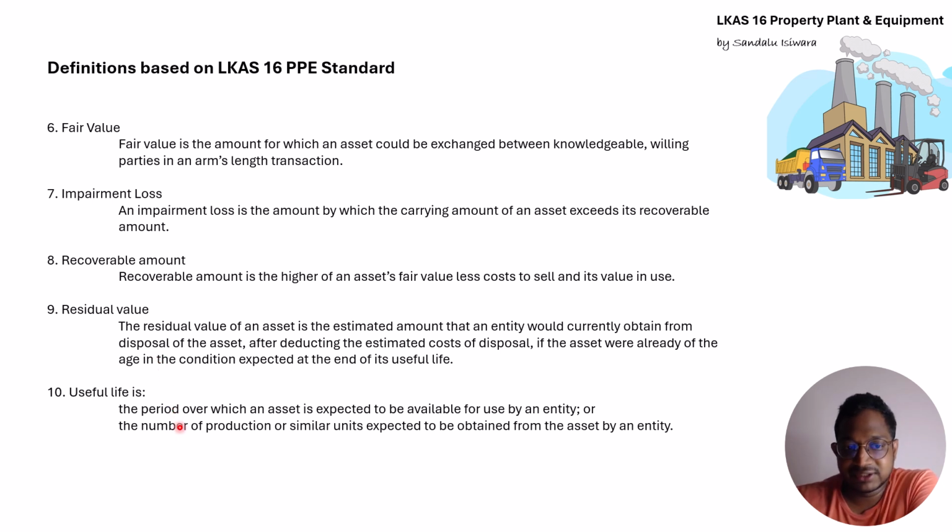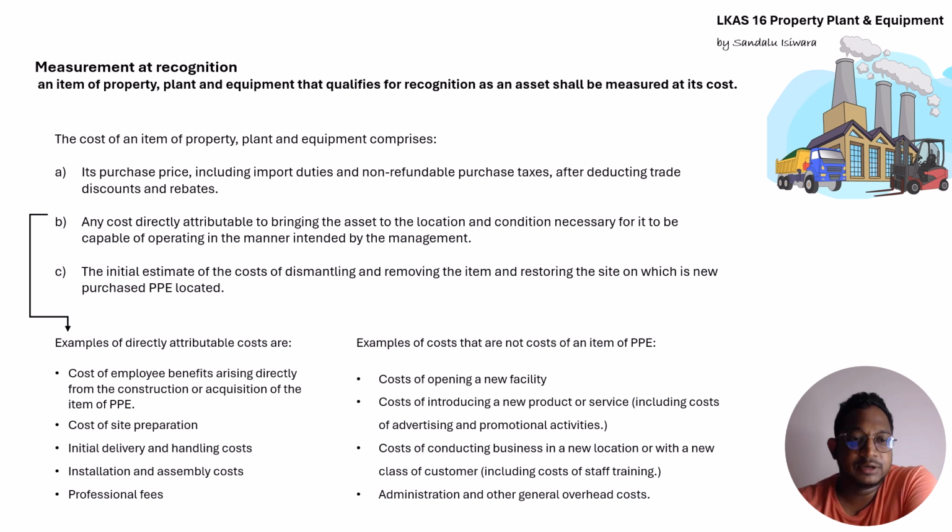And the useful life is the period over which an asset is expected to be available for use by an entity, or the number of production or similar units expected to be obtained from the asset by an entity. So for local A levels, fair value, residual value, and useful life are more important, right? Here comes the accounting part. First thing, measurement and recognition.